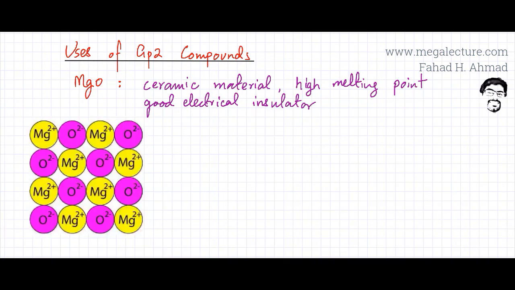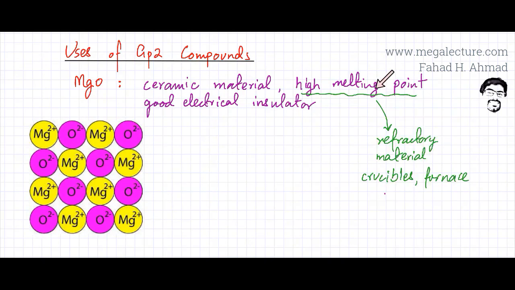As you can see in this giant ionic lattice diagram, the +2 and -2 ions are tightly packed together, and the -2 ions are strongly attracted to the +2 ions, which is why it's going to have a very, very high melting point.